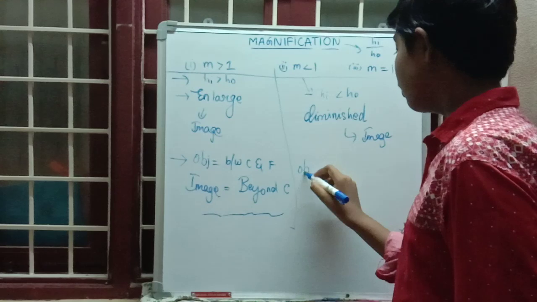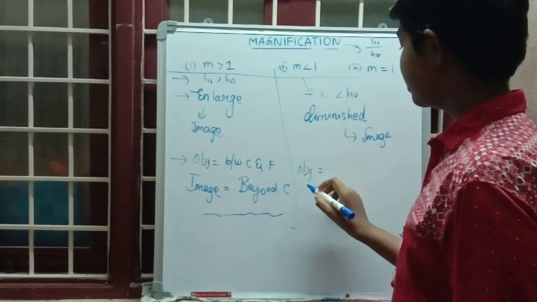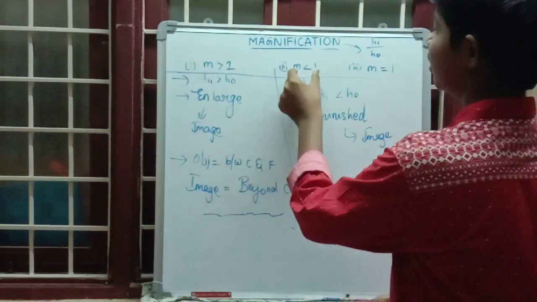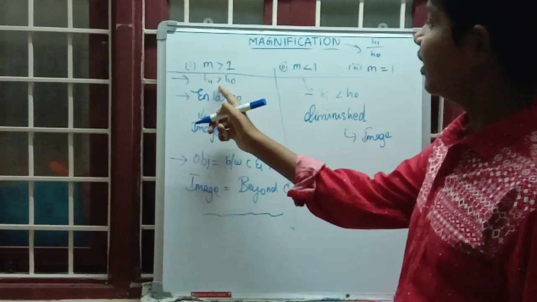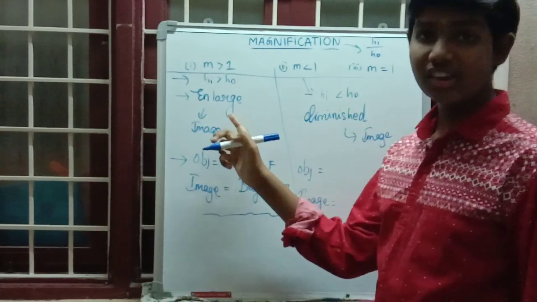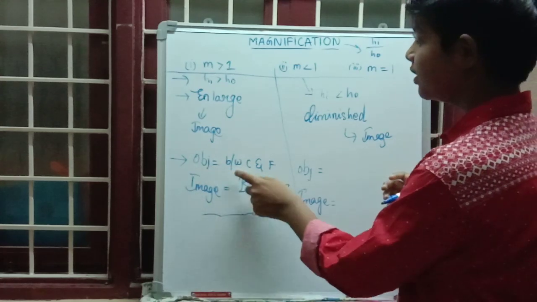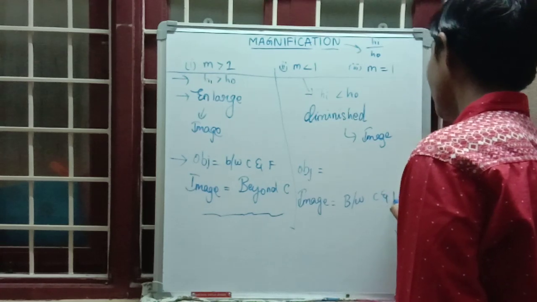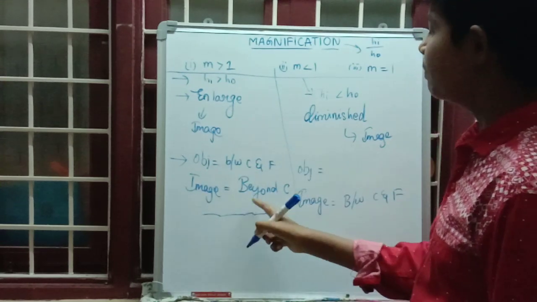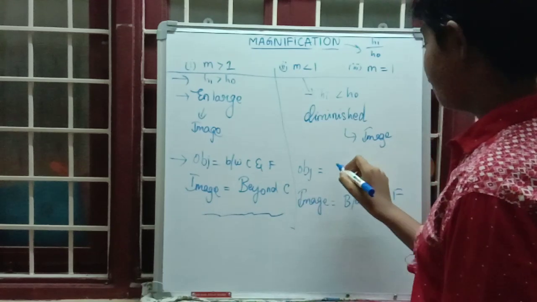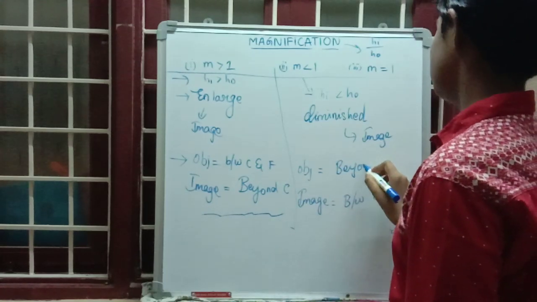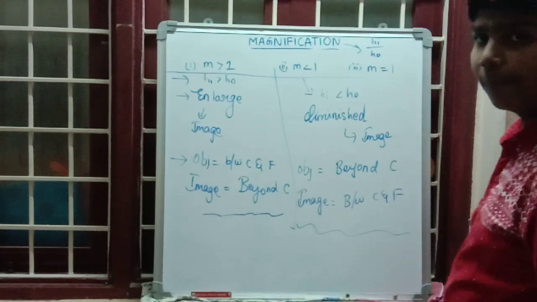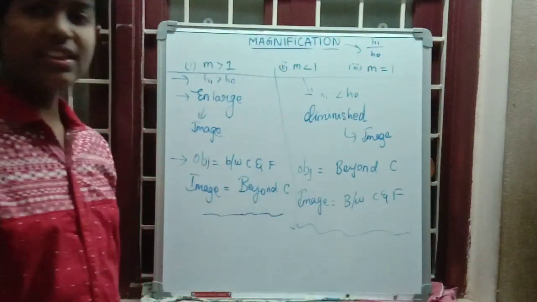So it is the exact reverse of m greater than 1. Here hi is greater than ho, so here it is less. Here enlarged, here diminished. So the object position is between C and F there; here the image position is between C and F. There the image is beyond C; here the object is beyond C. This is the reverse. This is about m greater than 1 and m less than 1.